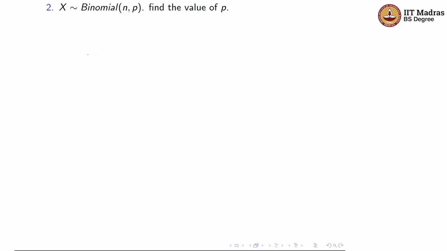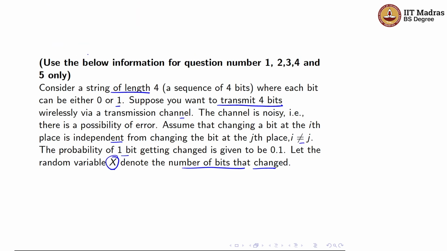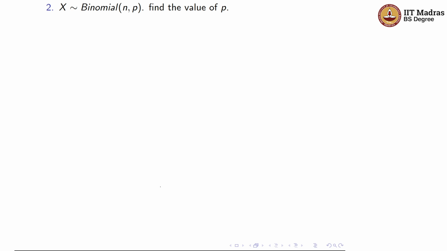Question number 2: X follows binomial(n, p), then find the value of p. In the given question, X is the number of bits that changed, and the probability of success will be the probability of changing the bit. The probability of one bit getting changed is given to be 0.1, hence the probability of success p should be equal to 0.1.